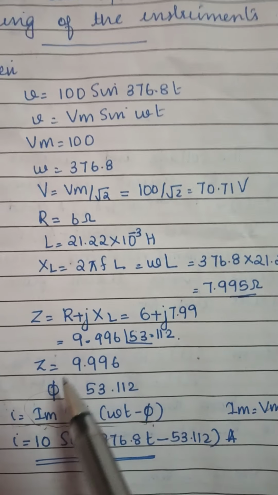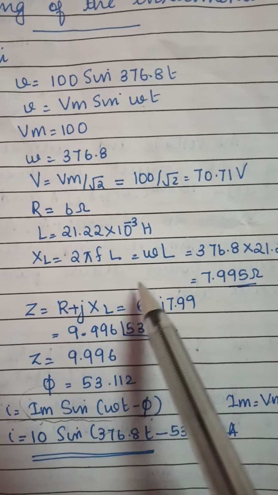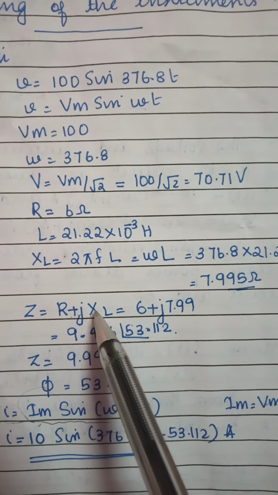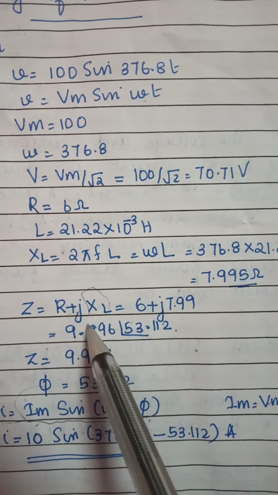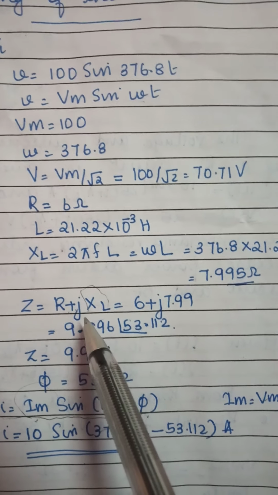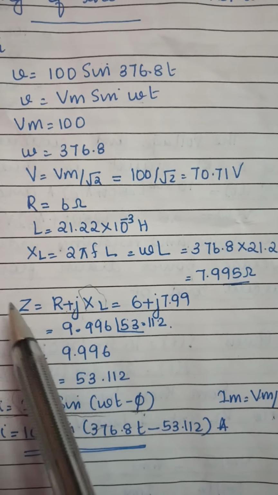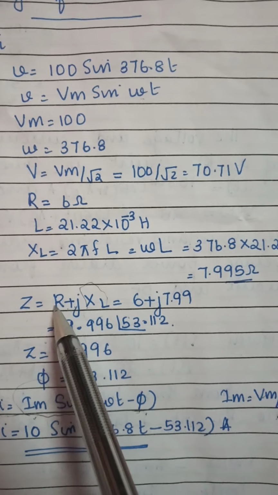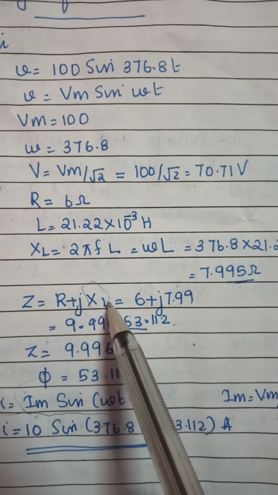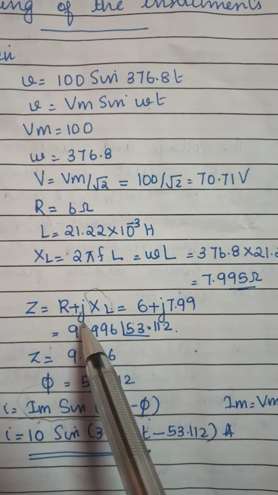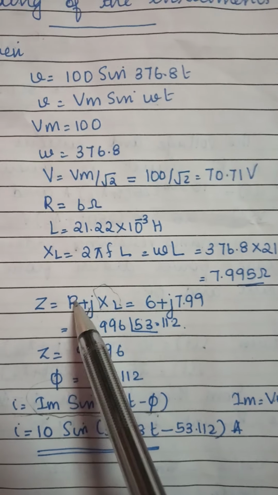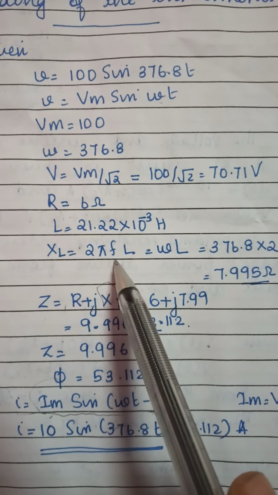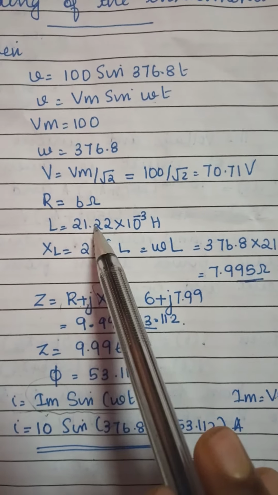We know impedance Z is the phasor sum of resistance and inductive reactance. We have studied the phasor diagram. From that it is clear. Impedance diagram also we have studied. From this it is clear that Z equal to R plus jXL, since it is an RL series circuit. We know the resistance value R. XL equal to 2 pi f L. Okay, L is already given.